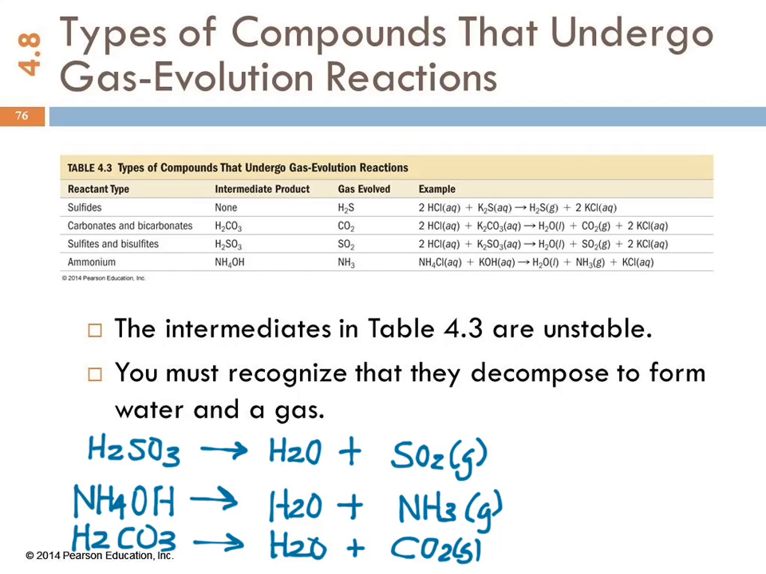So you're like, great, more stuff to memorize. But there's kind of a pattern in here. If you get one of these products, if you get H2S, know that that's a gas. If you get one of these, recognize that they will decompose by losing water, and what's left after you remove two H's and an O from these formulas are these gases. Okay? Any questions about that?